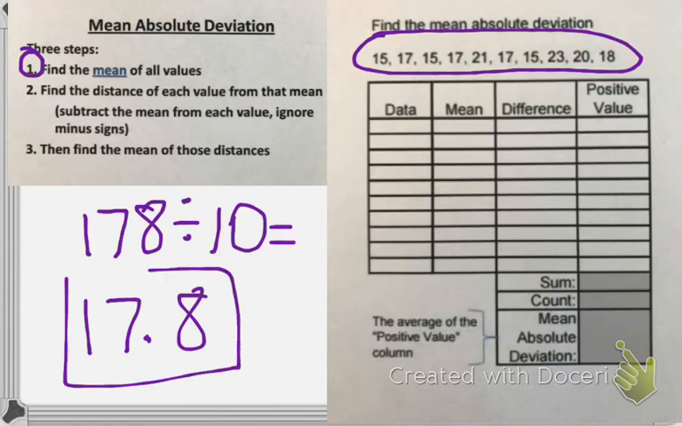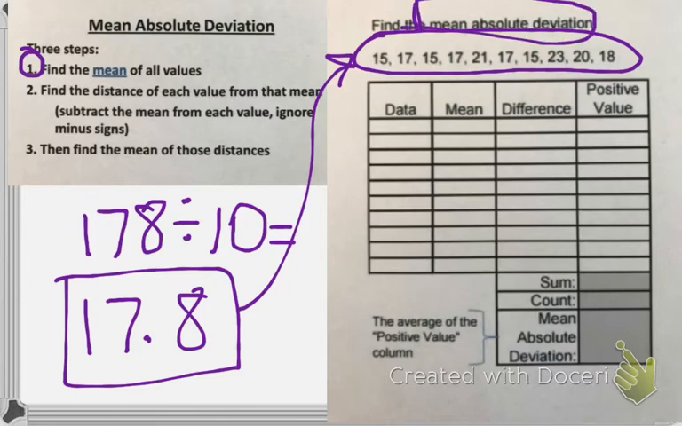Now that we know what the mean of this data is, we can fill out our table and figure out the mean absolute deviation, or the MAD. The first thing we want to do is list all the data points, and I'm going to list them in order. We've got 15, 15, 15, 17, 17, 17. And remember, when you're writing these down, you can cross them off so that you make sure you are getting all your pieces of data. We've got an 18 as our next biggest number, 20, 21, and 23.